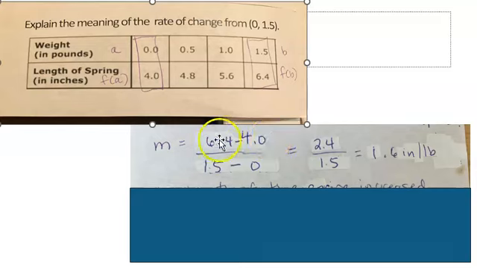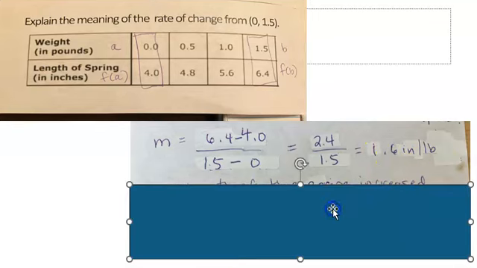So when I set that up as my y2 minus y1, or f of b minus f of a, I'll get 6.4 minus 4. And I'll divide that by my b minus a, which is going to be 1.5 minus 0. When I divide those two numbers, I get 1.6 inches per 1 pound. So the 2.4 divided by 1.5 was 1.6. This is really over 1 now. So this is 1.6 inch divided by 1 pound.